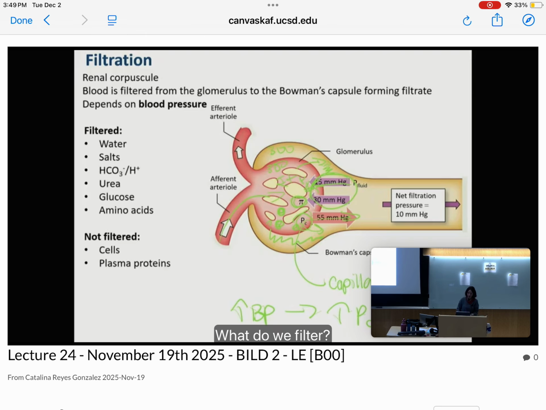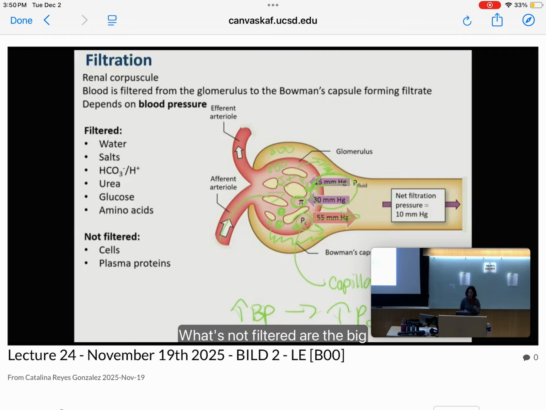What do we filter? We filter a ton of stuff. We filter water. I should give you guys the code. The code is 445. We filter water. We filter salts like sodium chloride, potassium chloride, magnesium chloride, calcium chloride. Filter bicarbonate and hydrogen ions, urea, glucose, amino acids.